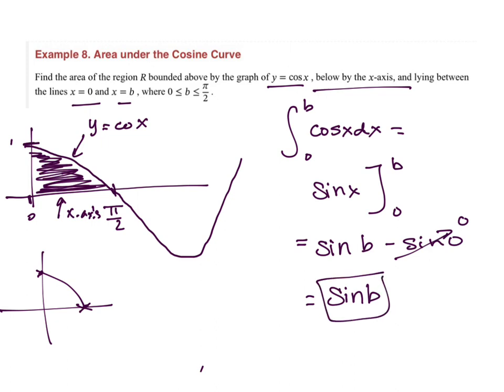Do we define that, or is that just a... We don't know. B is a fluctuating number between 0 and pi over 2.